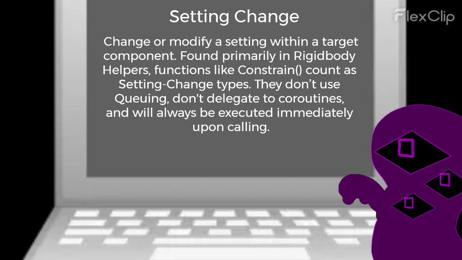Setting change types change or modify a setting within a target component, found primarily in rigid body helpers. Functions like constrain, which modifies the constraints on a rigid body, count as setting change types. They don't use queuing and don't delegate to coroutines, and will always be executed immediately upon calling.